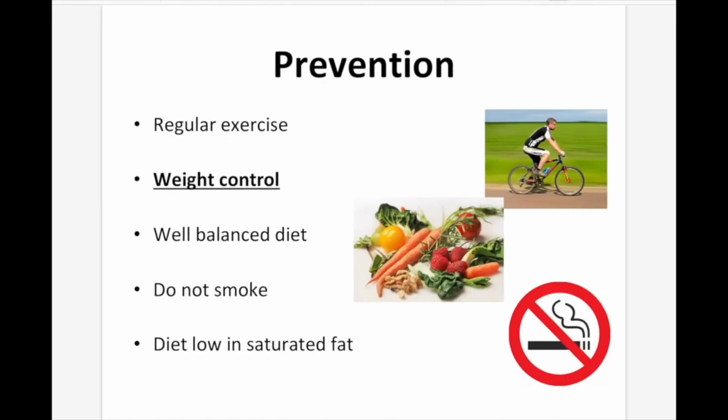Prevention. The best means of prevention include things like regular exercise, weight control, a well-balanced diet, not smoking, and a diet low in saturated fats. All these things will lower the amount of stuff that gets stuck in those arteries, preventing things like strokes, heart attacks from happening in the first place. And that concludes our lesson on the circulatory system.